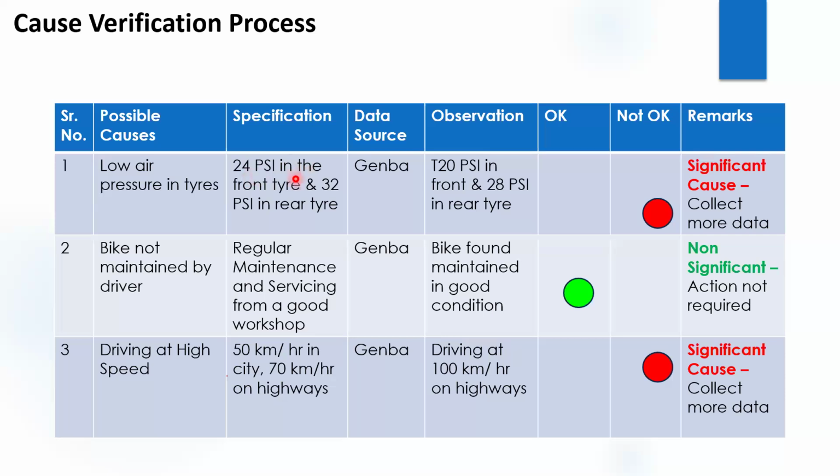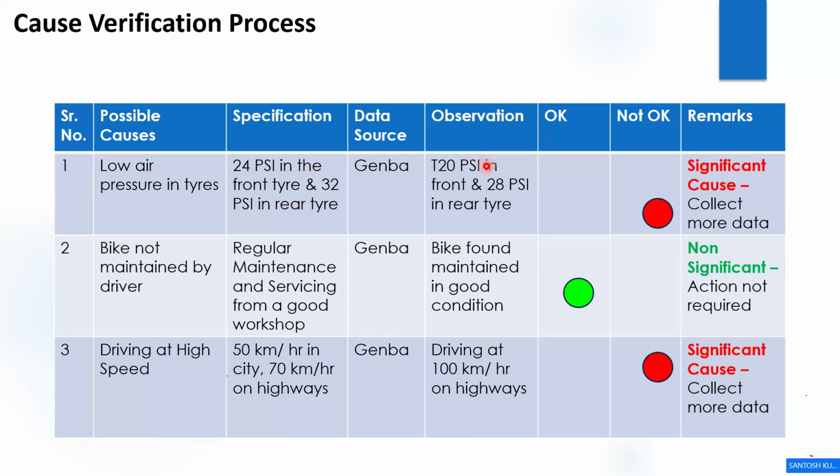So 24 psi in the front tire and 32 psi in the rear tire. This is as per the manual specification. Okay, so this is the specification given by the company. Now I need to check. So Gemba means I need to check on the bike.